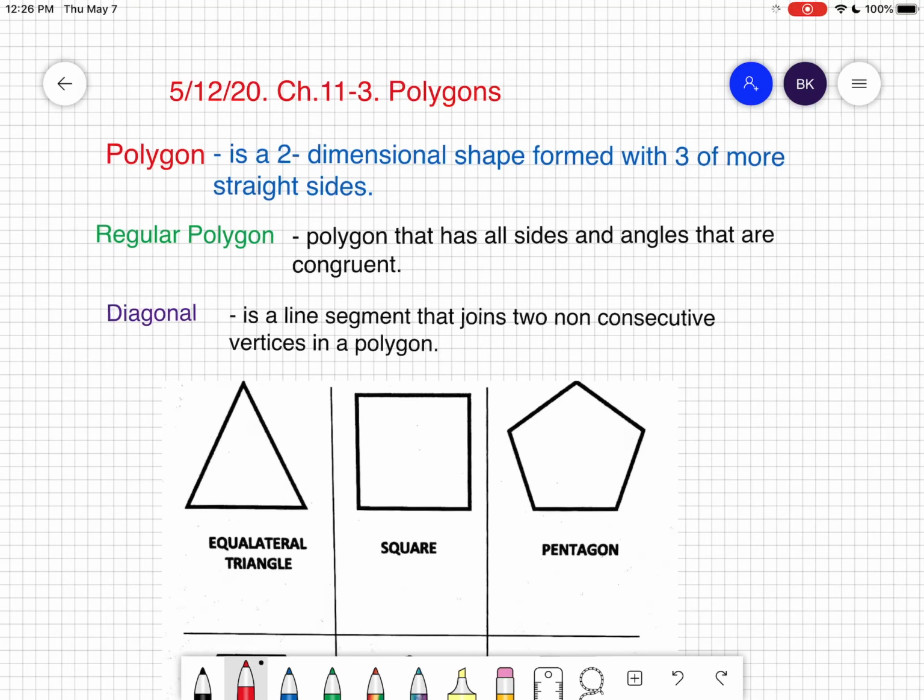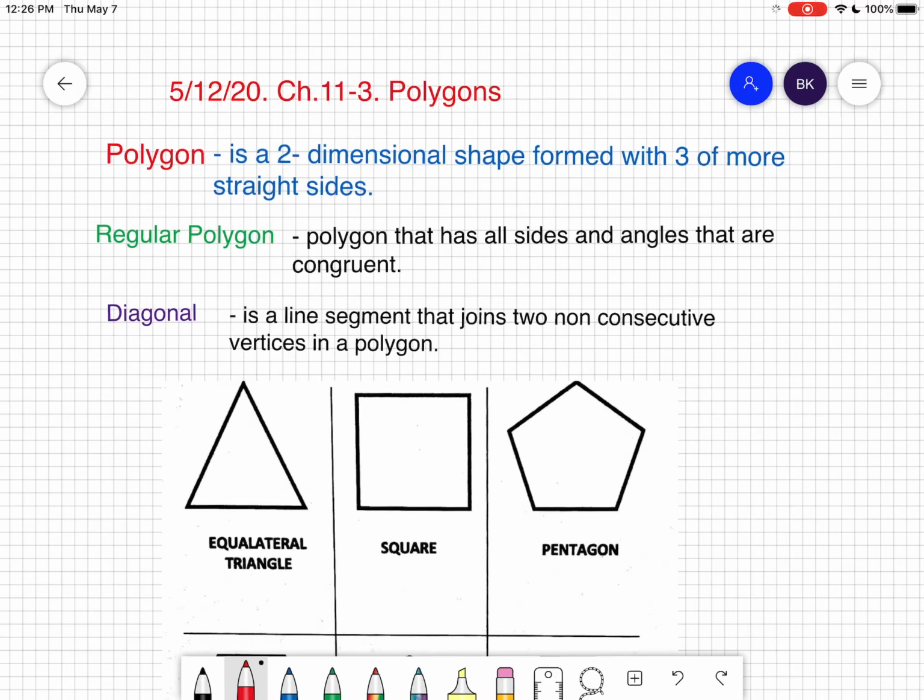To refresh our memory, a polygon is a two-dimensional shape formed with three or more straight sides. The examples below are regular polygons, and regular polygons are polygons that have all sides and angles that are congruent, or that have the same measure.